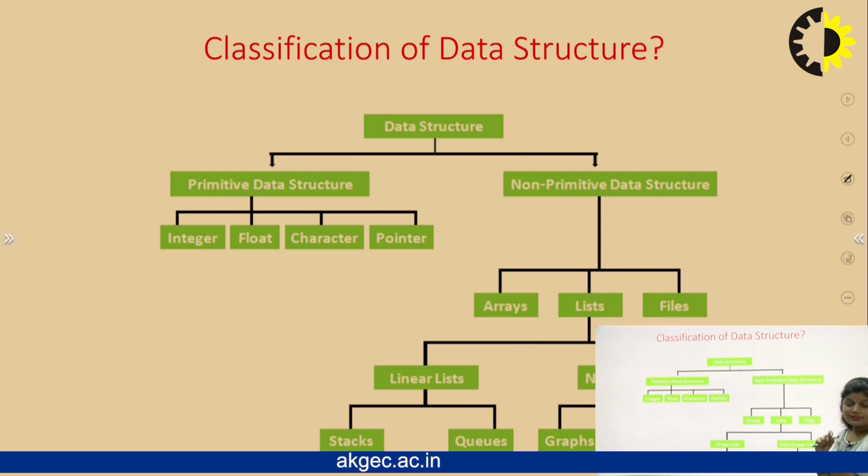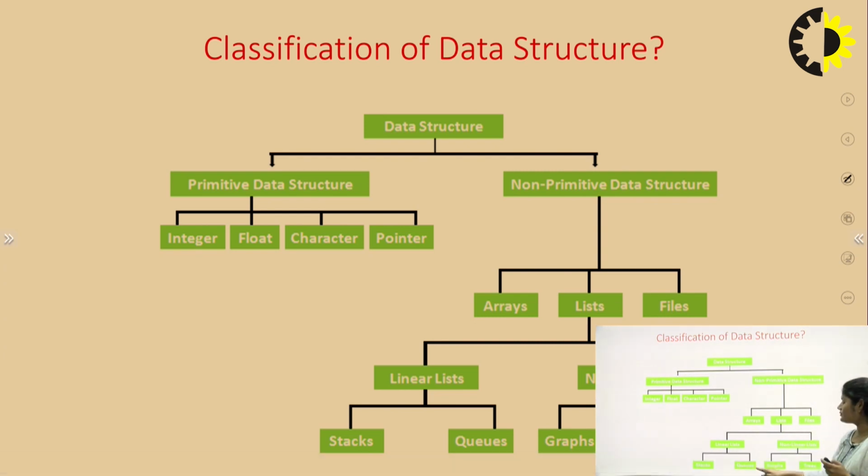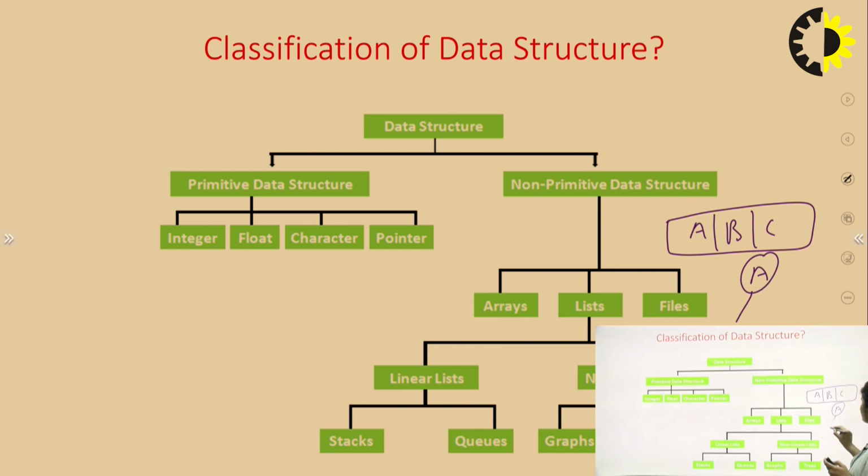Linear list is a data structure which is linear, arranged one by one. So examples of linear data structure are stack and queue. But if your data, your values, are not arranged linearly one by one, but are arranged in this way, then you use graph and tree. Okay, I will describe this primitive data structure and non-primitive data structure one by one.